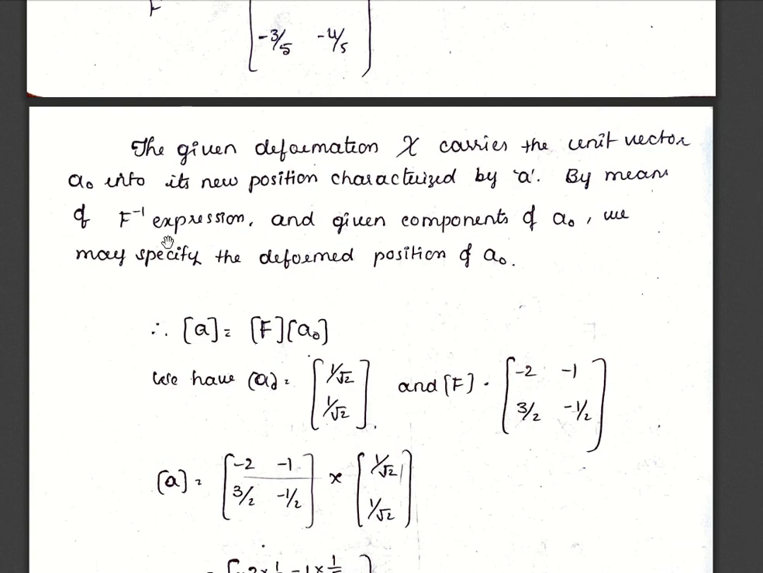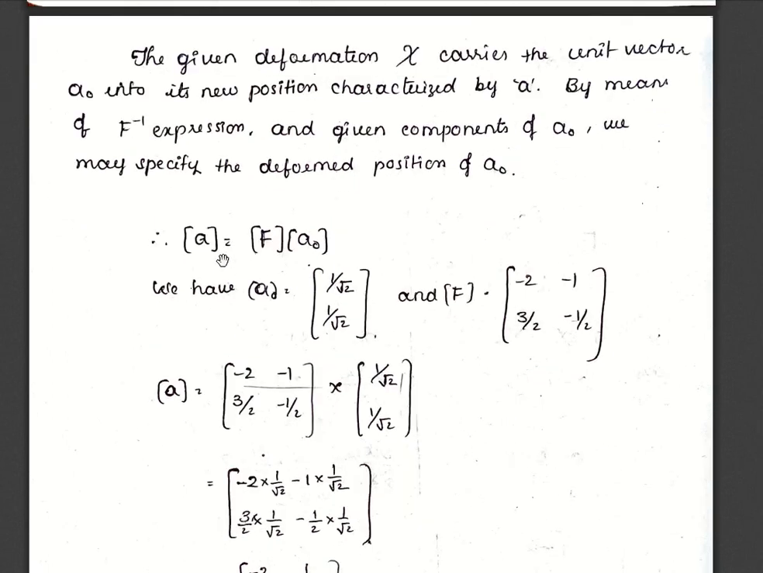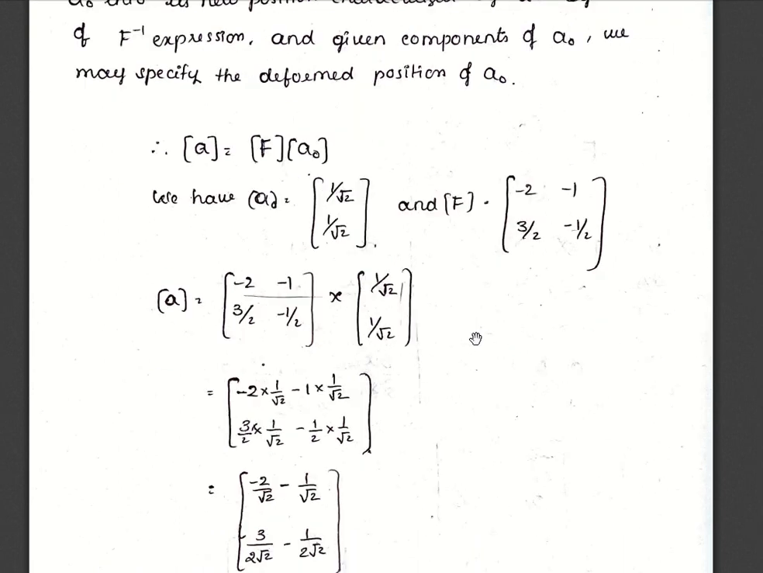By means of the F expression, not F inverse, we can get, from the given components of a naught, the deformed position of a naught. They have given us the coordinates of a naught as 1 by root 2, 1 by root 2, and we have the deformation gradient as we have found, minus 2, minus 1, 3 by 2, minus 1 by 2, a 2 by 2 square matrix, and we need this small a. So small a will be changing into this. This is what the mapping is.